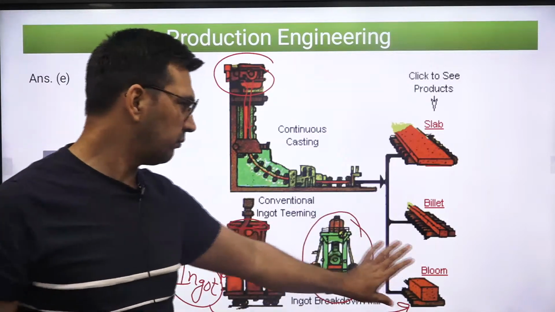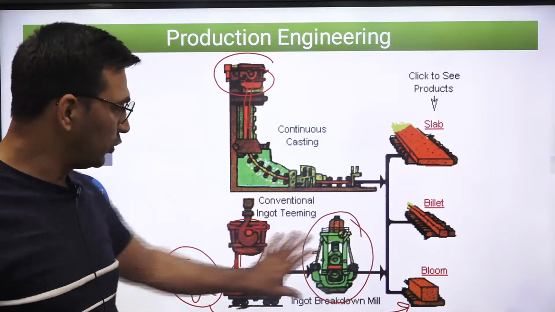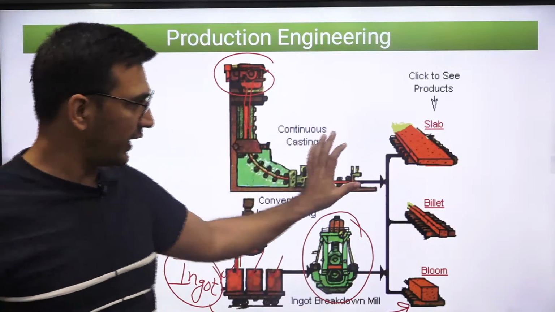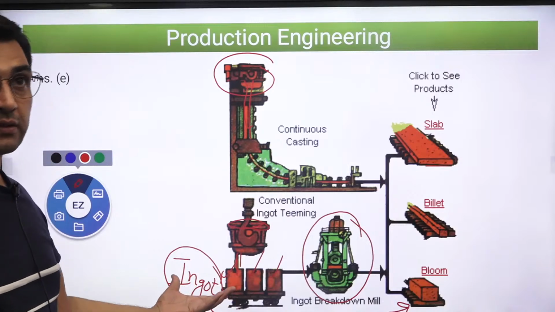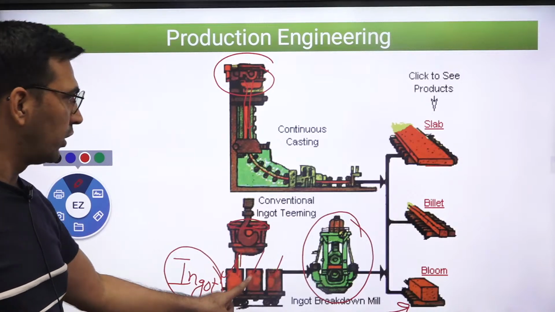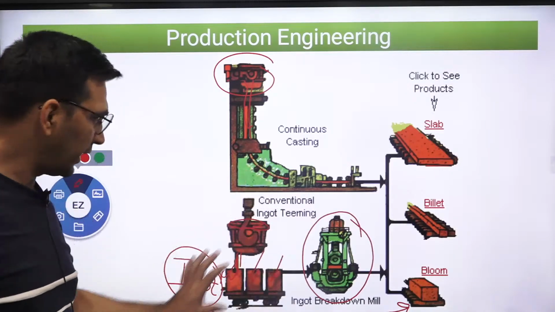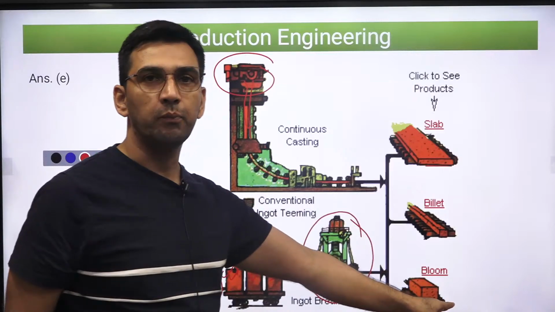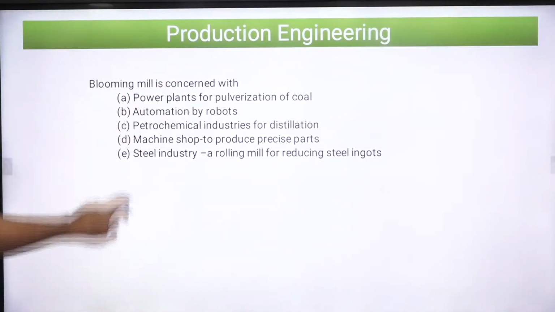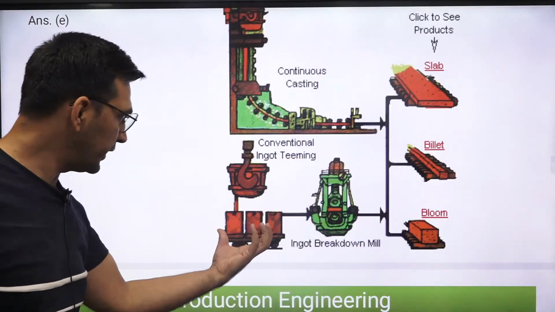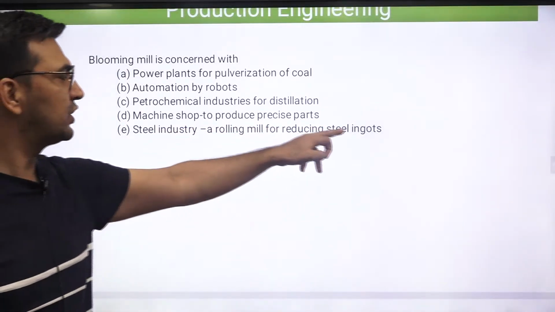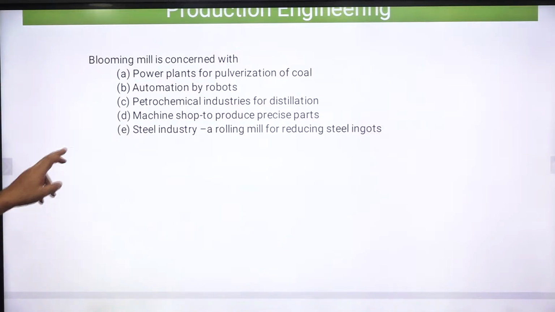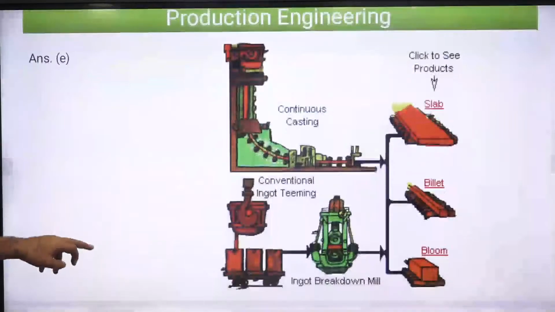Nowadays it is very rarely used, mostly because we already have a mass production process. So any of these products we can obtain directly from here. But you should have an idea that in one of the operations you can go for this also. The original material we will call an ingot, and then I will deform it in a blooming mill and convert it into a bloom. That is why, if you see over here, the blooming mill is concerned with changing ingot into bloom. In the steel industry, it is a rolling mill for reducing steel ingots. Clear? So I hope you got the idea of this whole process.